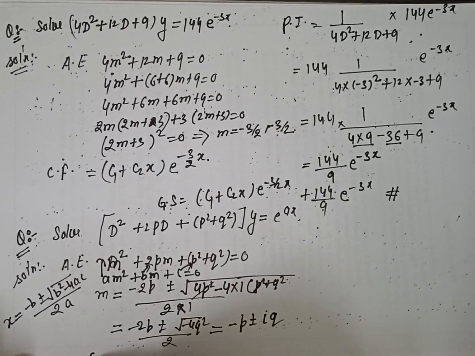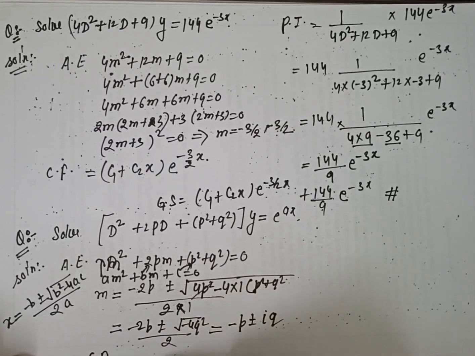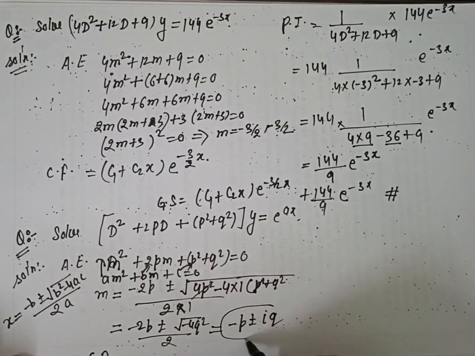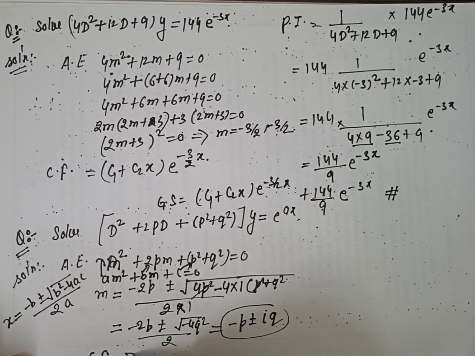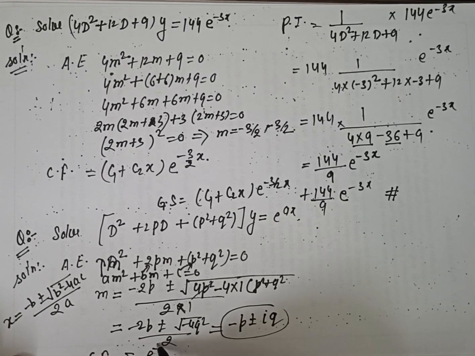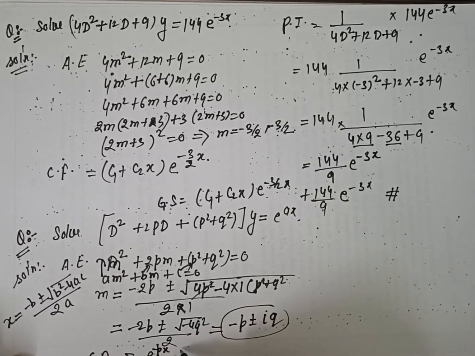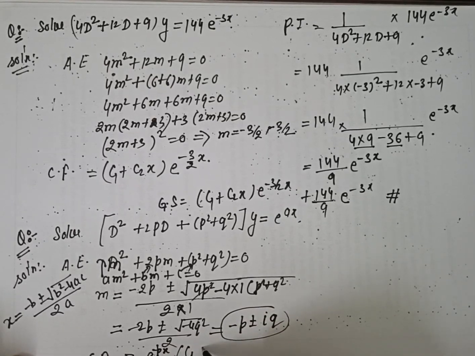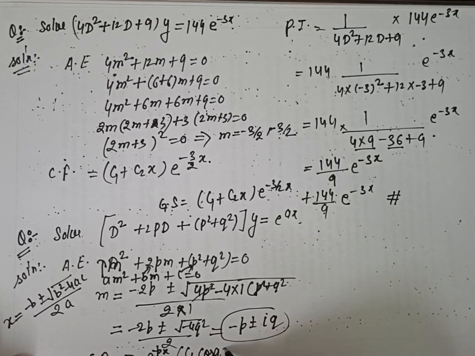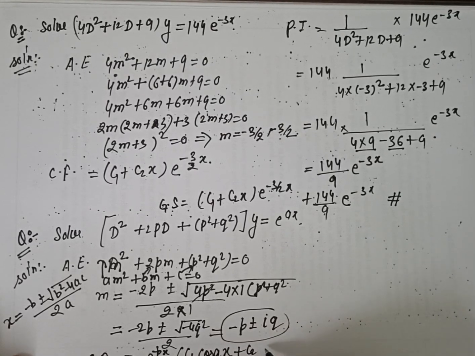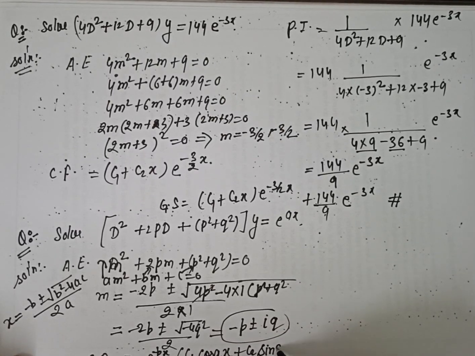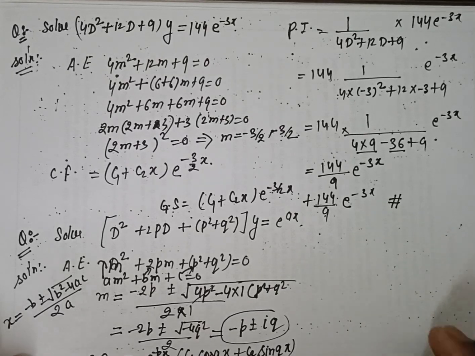So you can write your complementary function here, okay. You have your roots in terms of complex conjugates. So it will be written as e^(−px), right, and c1 cos qx plus c2 sin qx, right. It is your CF.